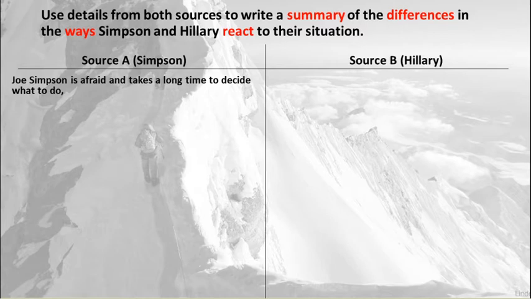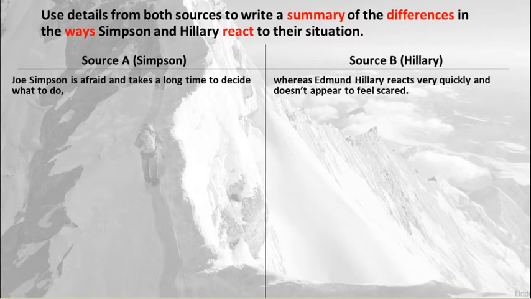The opposite is true, I think, for source B. Edmund Hillary reacts very quickly and he doesn't appear to feel scared. That is the basis, isn't it, of this question. And that, as a first sentence, would be great because it sums up what you've inferred from both texts. So what we then need to do is get our quotes. Now, I said 4 points, 4 quotes from each source. So that's what I'm going to show you today.